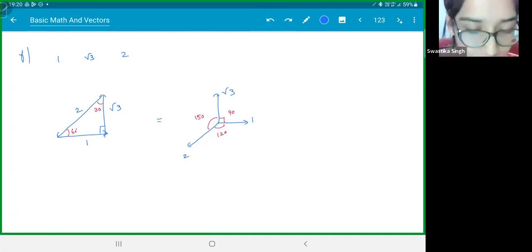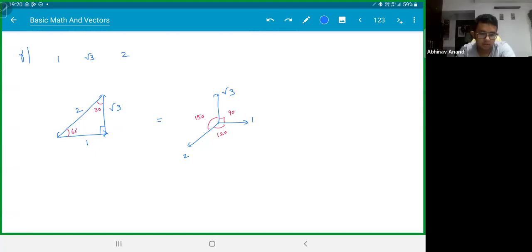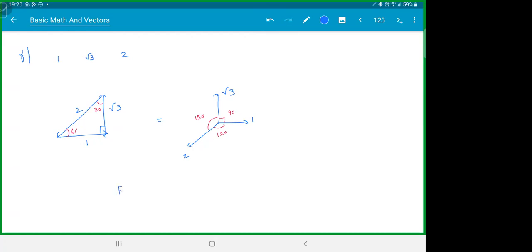Got it? Anyone, if you didn't get anything, please ask. Don't hesitate, even if it looks silly to you. So over here, max will be 3 plus root 3, right? Here F max will be 2 plus 1 plus root 3. For the maximum, you just always add it up.